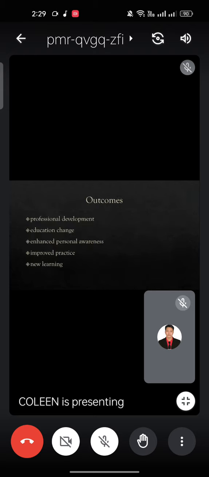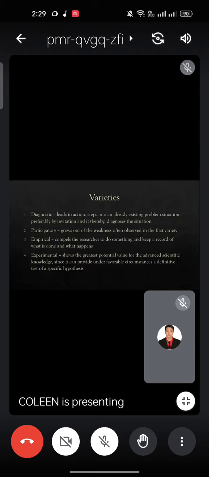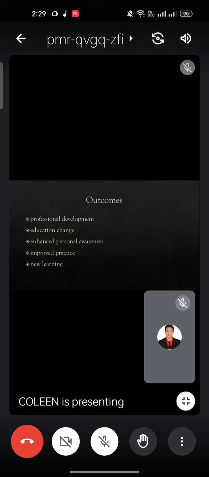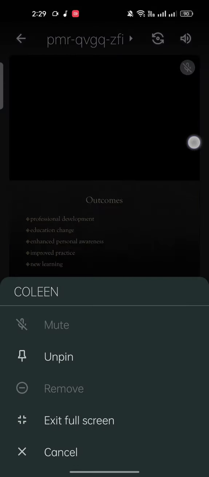These are the outcomes. Okay. Before the varieties, first let's talk about the outcomes or the results, the benefits that we could derive from conducting an action research. Professional development. The more you know, the smarter you become. During the interview, you will be asked questions under the sun. If you have conducted a lot of researches, a lot of things can be said about the topic.